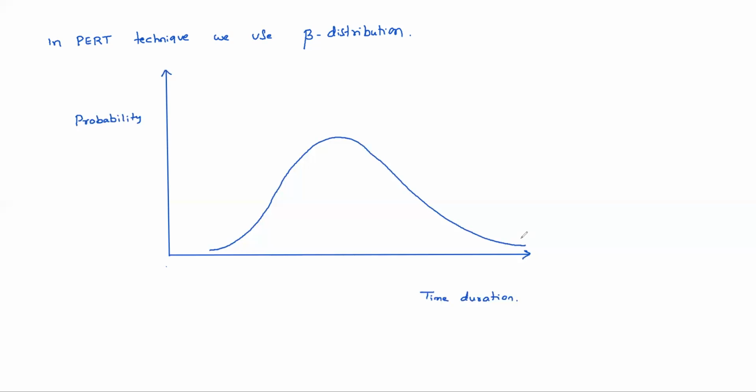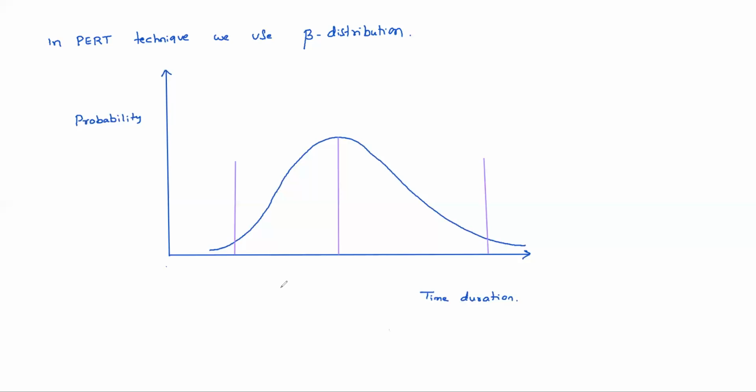Something like this, okay? Some skewness we are showing here. So here, the time estimates are like this. Suppose this is optimistic, this is pessimistic, and most likely means mode actually. Mode means maximum probability duration, okay?